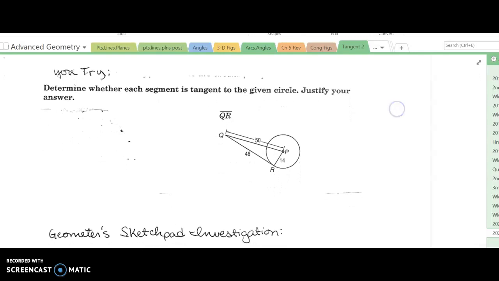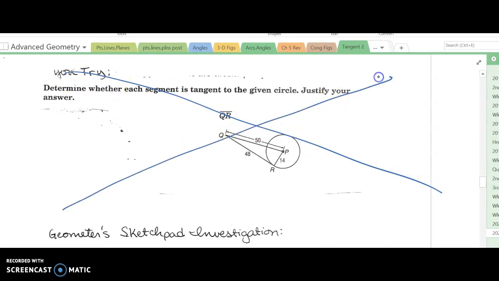All right, and there's one more you try here. I think you guys have the hang of this. I don't think we even need to do that you try.